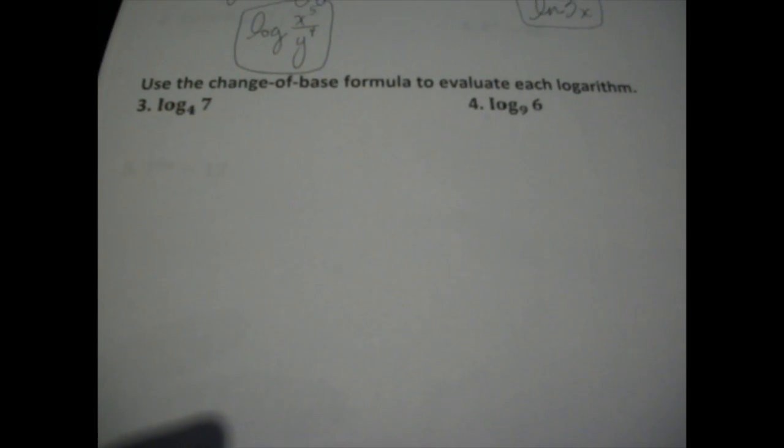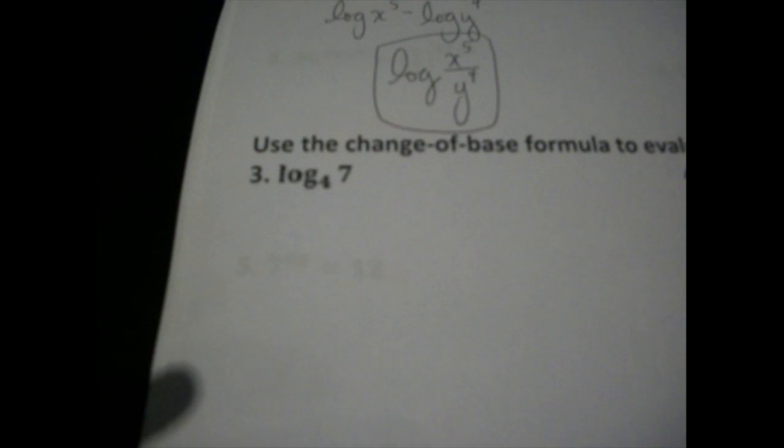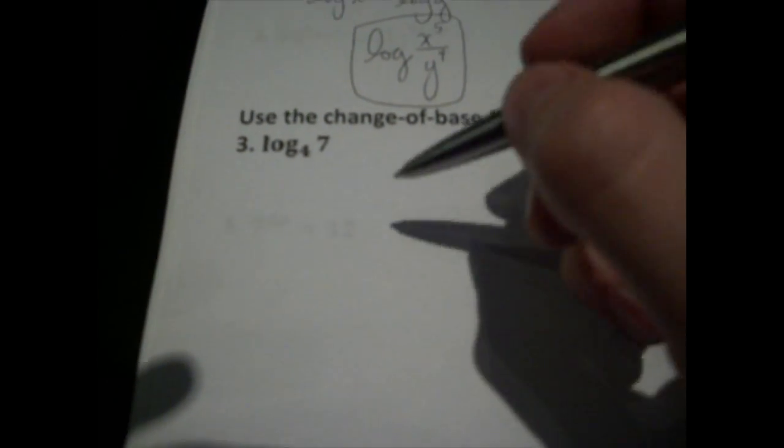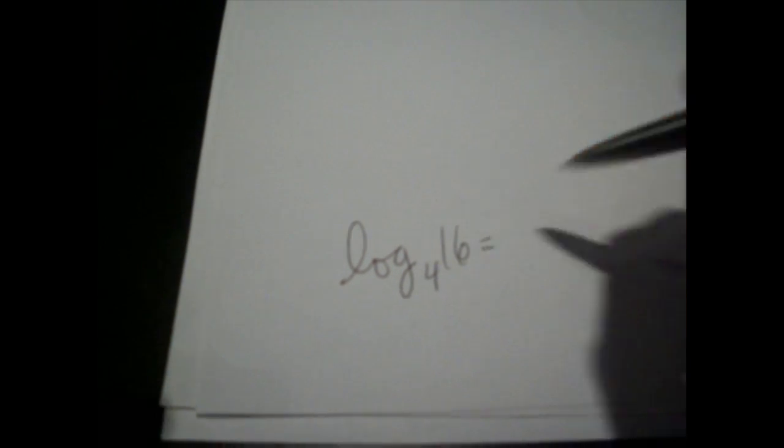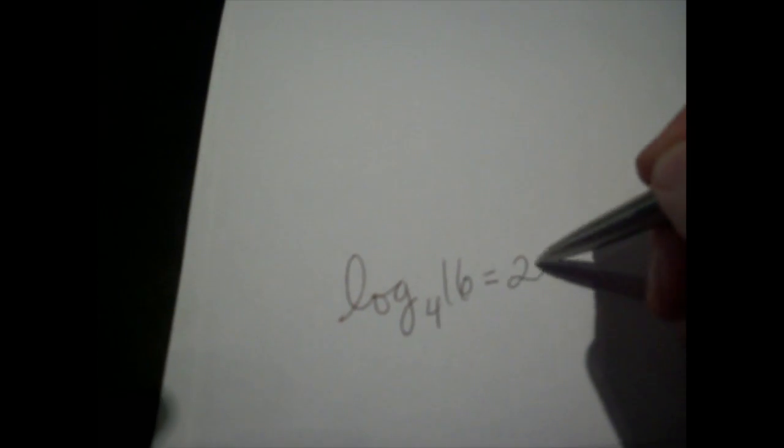Here's the last part of 7.5. It says use the change of base formula to evaluate each logarithm. So if we've got log base 4 of 7, well, normally if I had something like log base 4 of 16, I could tell you right off the top of my head that that's 2, because I know that 4 squared is 16.